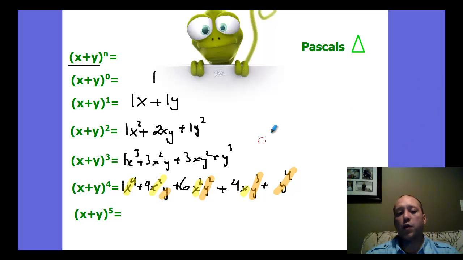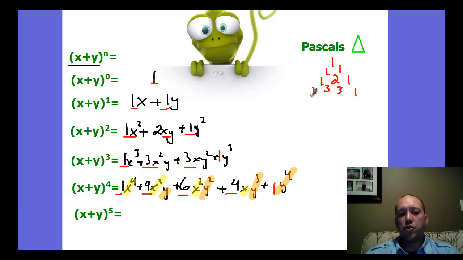And we also have these coefficients here. And these coefficients, the 1, 4, 6, 4, 1, we have the 1, 3, 3, 1, the 1, 2, 1, 1, 1, 1. If I write those out here, you should start seeing a pattern. So 4, 3 and 3, 6, 3 and 1, 4, 1. This is called Pascal's triangle, this pattern here.